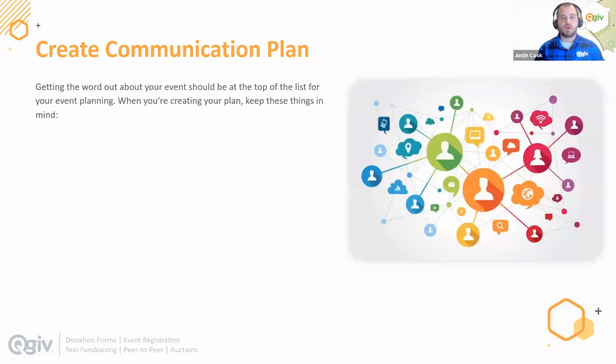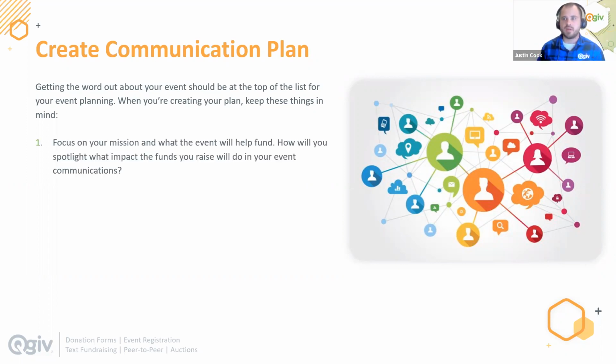So when we're getting the word out, creating our communication plan should be at the top of that event planning. Once we get all of those major checklist items, the next thing is we've got to think through the event communication. When you're creating your plan, make sure to think about a few of these things. Focus on your mission and what the event will help fund. How will you spotlight the impact the money you raise will have in your event communications?